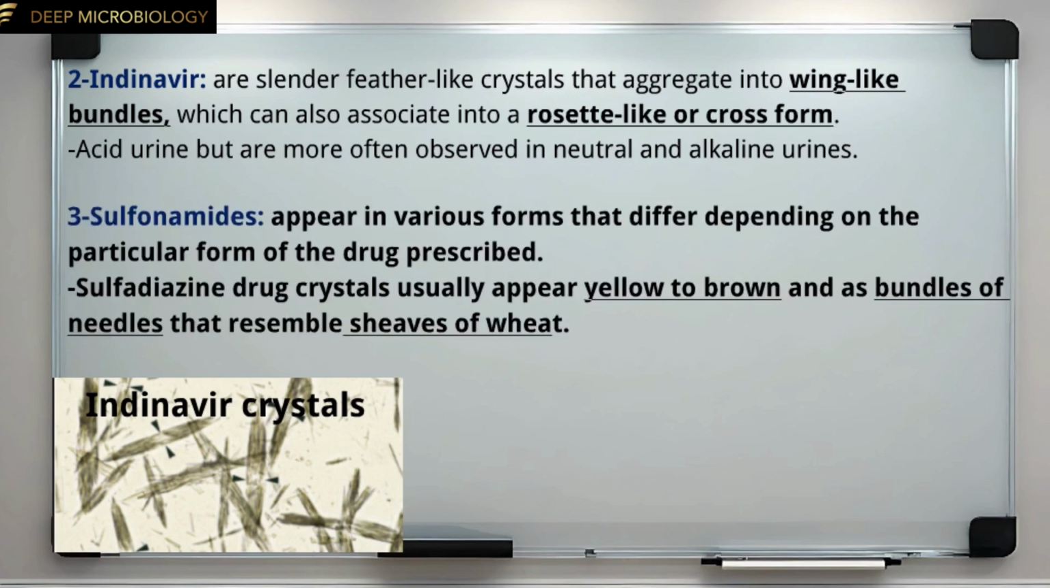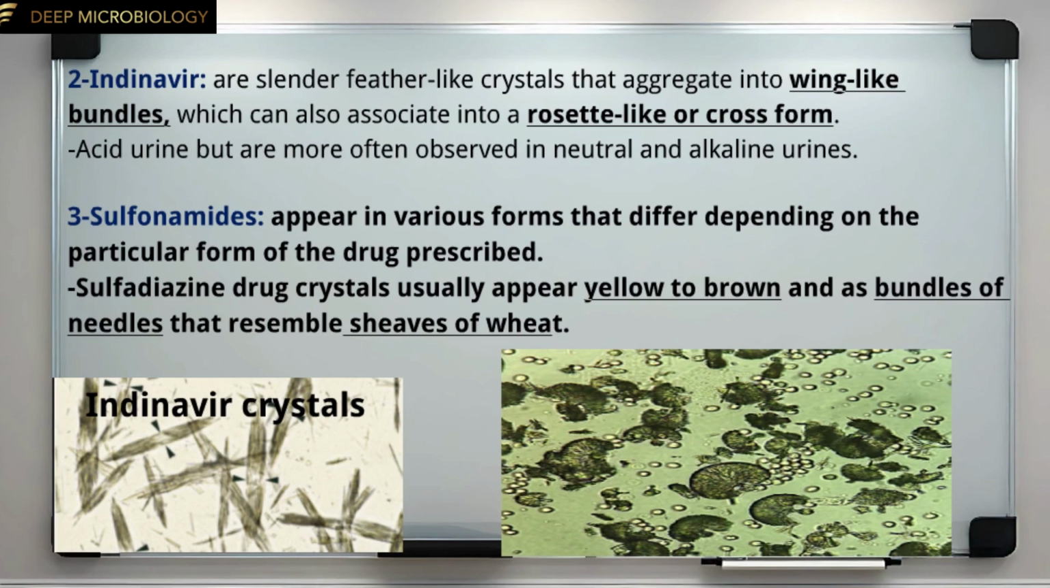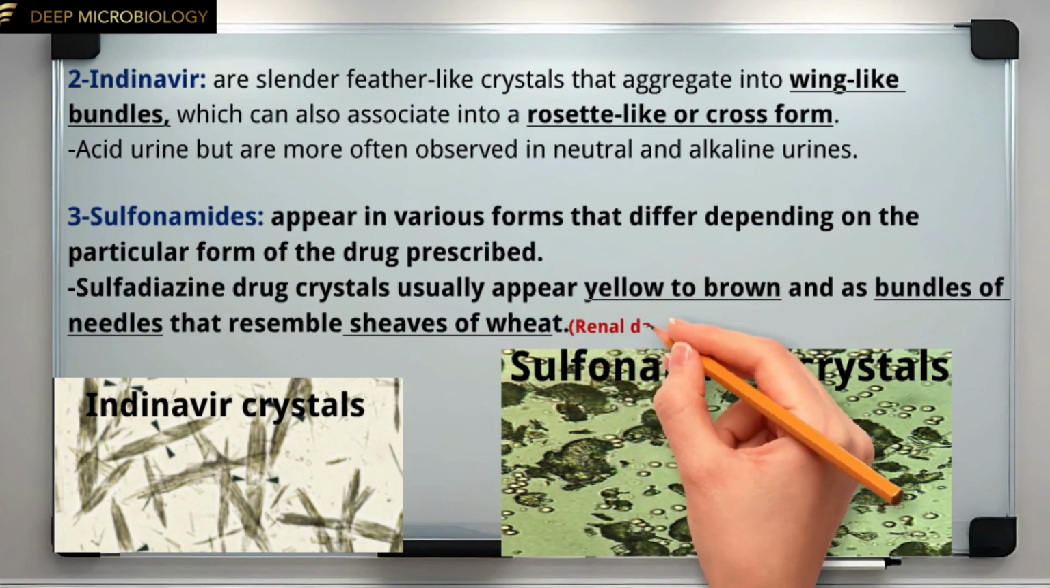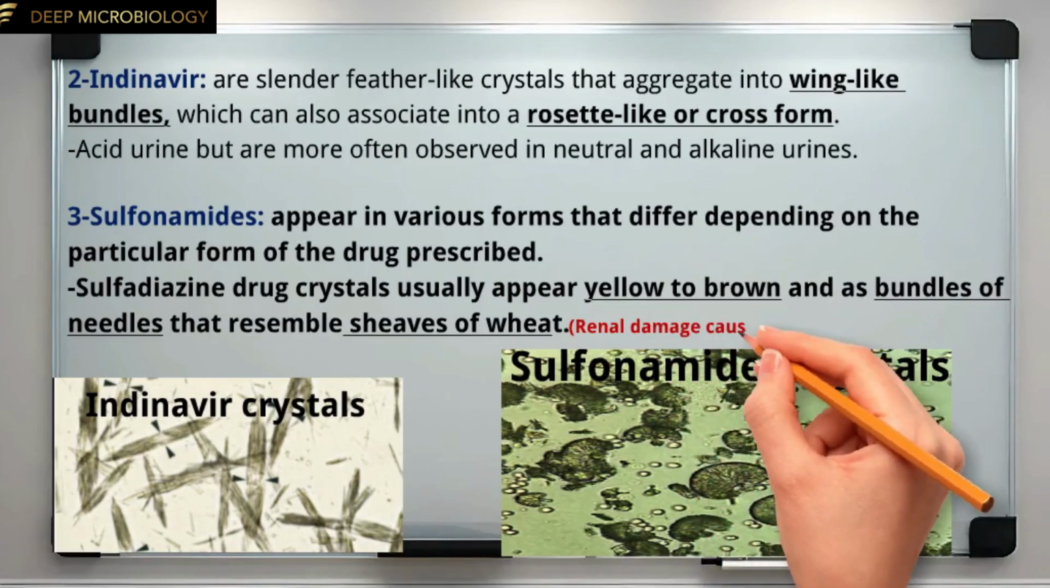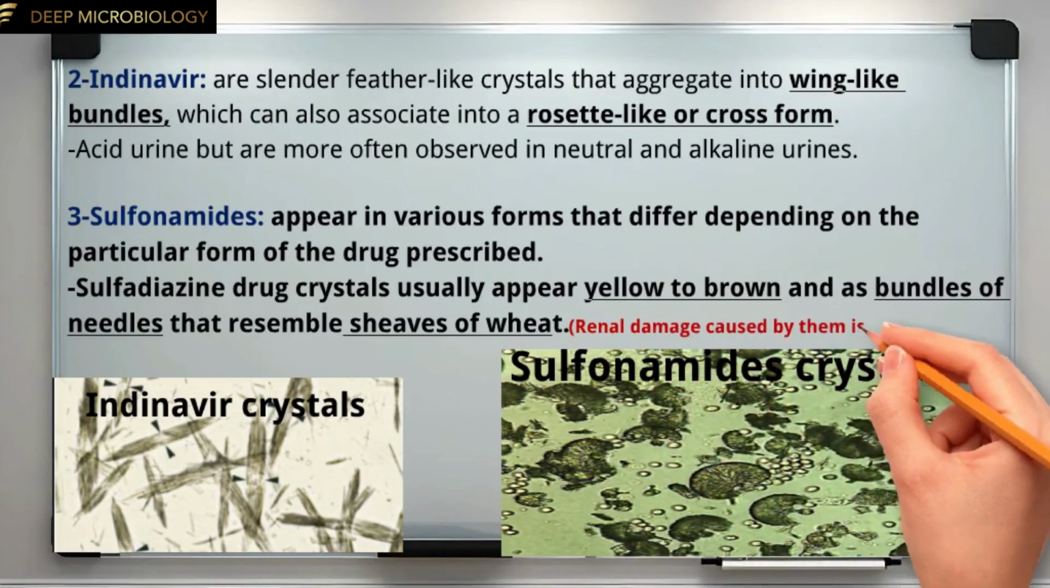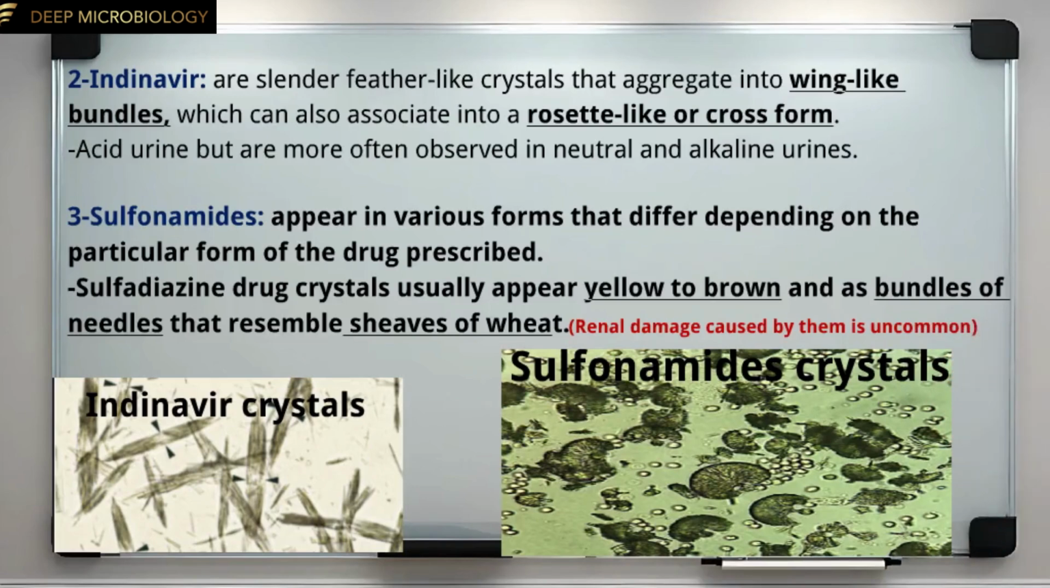3. Sulfonamides. Sulfonamides appear in various forms that differ depending on the particular form of the drug prescribed. Sulfadiazine drug crystals usually appear yellow to brown, and as bundles of needles that resemble sheaves of wheat. But, currently, sulfonamides have been modified, and their solubility is no longer a problem. As a result, sulfonamide crystals are not found as often in urine sediment, and renal damage caused by them is uncommon.